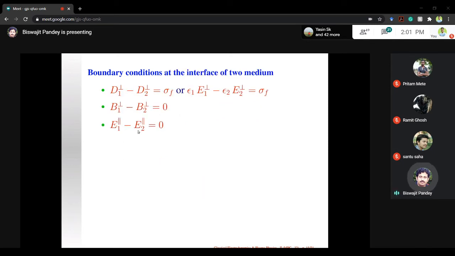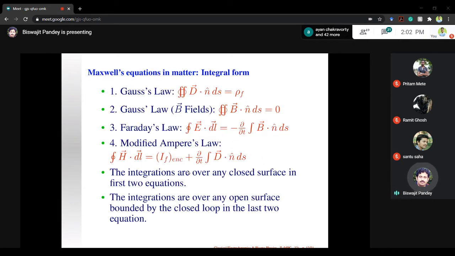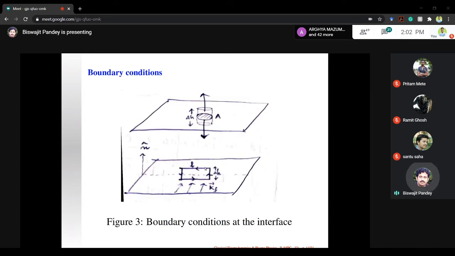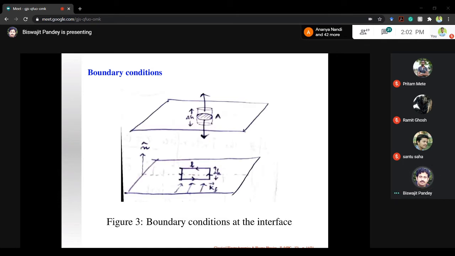So E parallel 1 minus E parallel 2 equals... why is it 0? Because once I make this width very small, the surface enclosed by this loop will be 0. E dot dl equals minus del del t of B dot n dS, so we are taking the flux through this closed loop. Since the surface goes to 0 because the width goes to 0, the term on the right-hand side becomes 0.